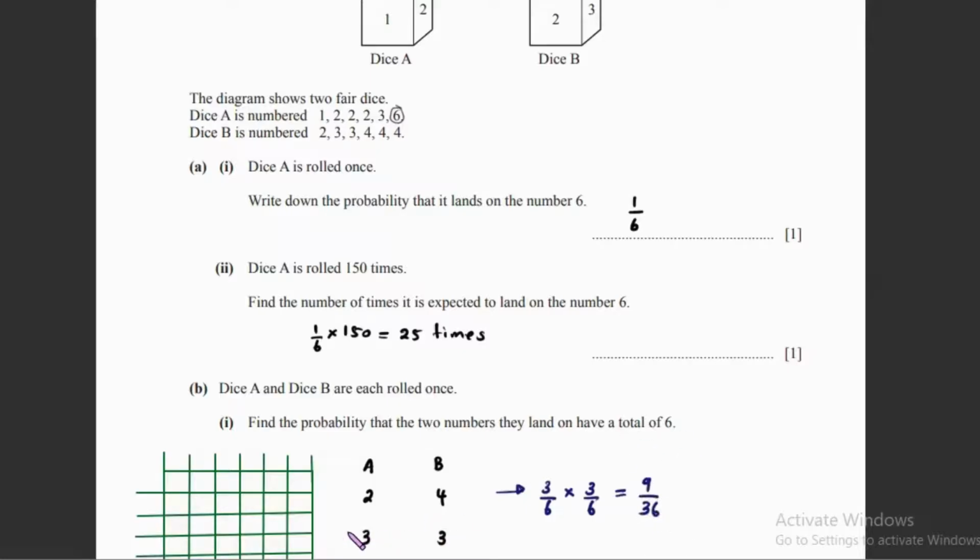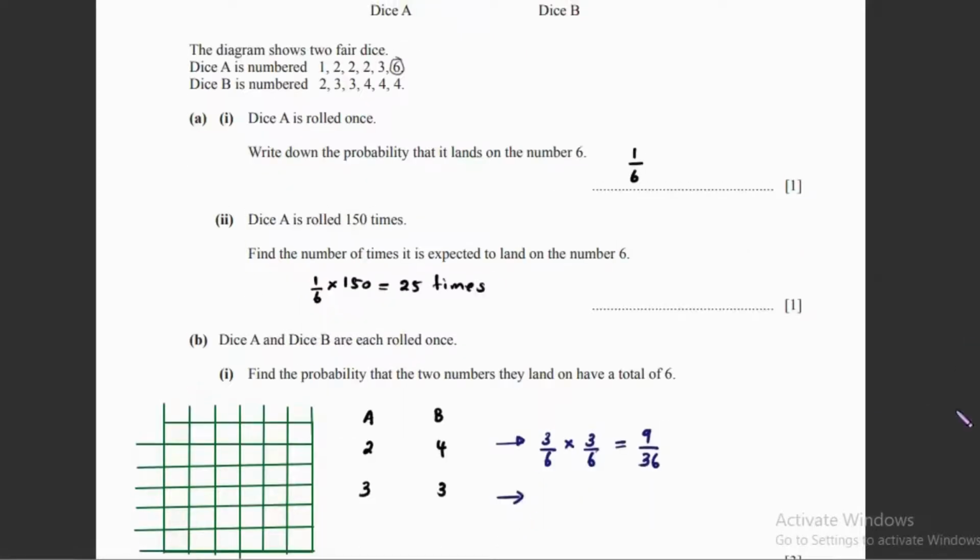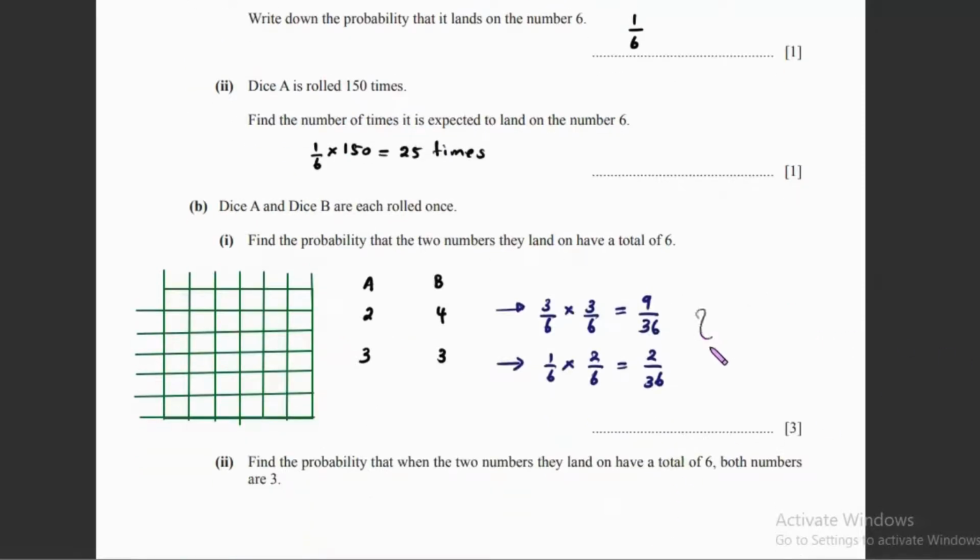Or getting a 3 in the first dice is 1 out of 6. I need to multiply that by getting a 3 in the second dice, which is 2 out of 6. When I multiply these two, I get 2 out of 36. I need to add these two together, so I end up getting 11 out of 36. That is the probability. Or I can use a grid like this to understand it better. If that's not clear, we can use a grid as well.